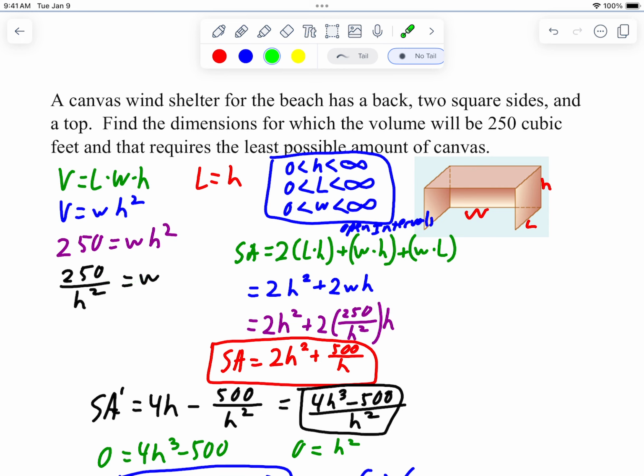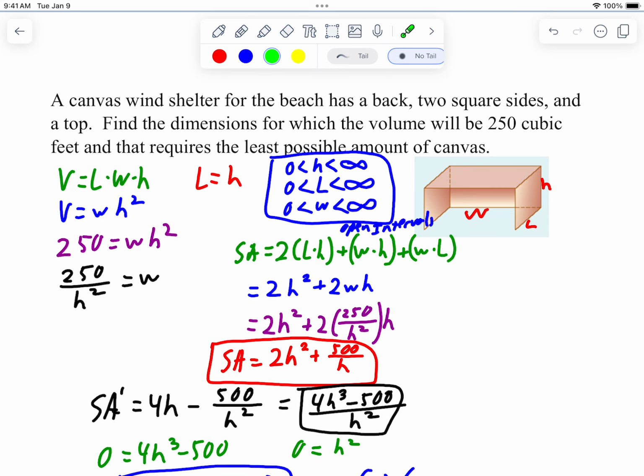So I can come up with a surface area equation and get that equation entirely in terms of, in this case, height. So my surface area is 2 times the length times the height plus the width times the height plus the width times the length. We can see that, so I have these two sides, right? That's the length times the height, those are the surface area, and then width times height is the back, and then width times length is the top. Also notice my open intervals, all of these have a bound from 0 to infinity, because as one of them gets infinitely small, the others are going to get infinitely large, so that this equation stays 250.